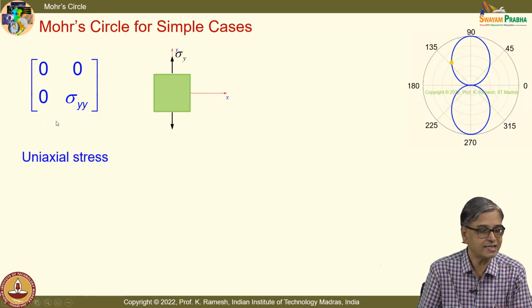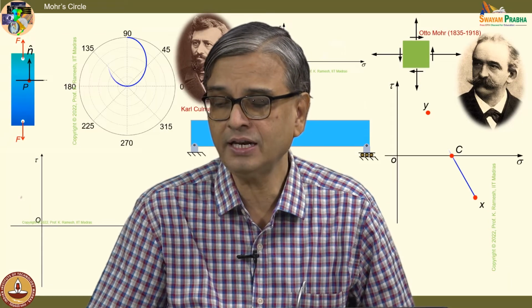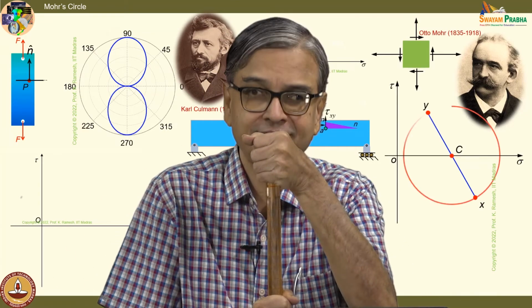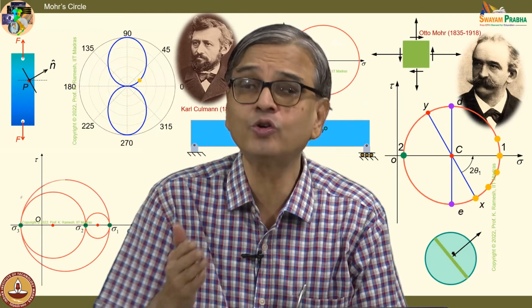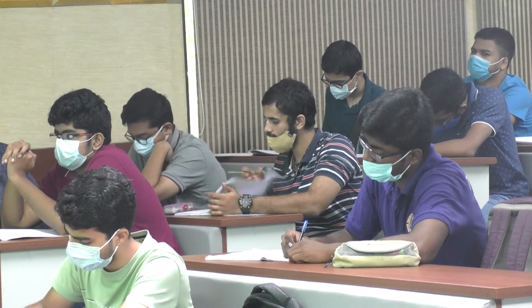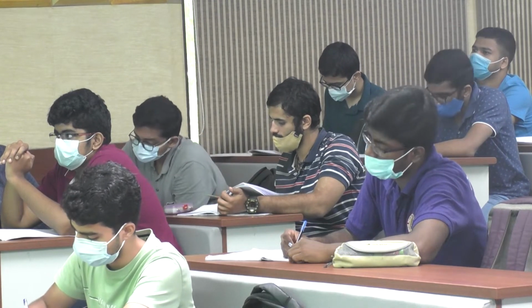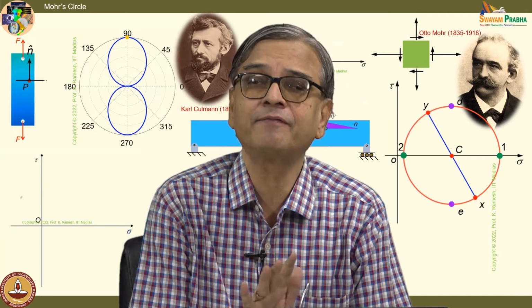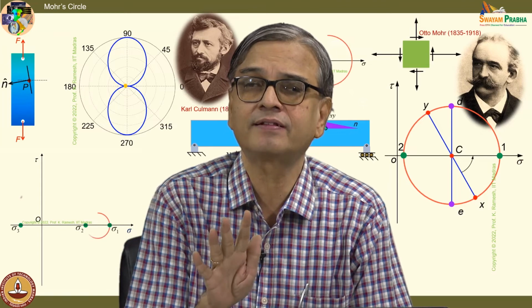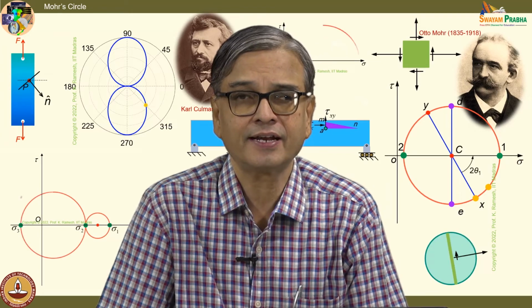So, I have this as a tensorial representation, and it is a uniaxial state of stress, because I take the model and apply load axially. I have a uniaxial state of stress, and so I have the pictorial representation. Can you draw the Mohr circle? We will be drawing Mohr circles for a variety of cases today, and you do it from first principles. Then verify with my slide whether your thought process is correct.